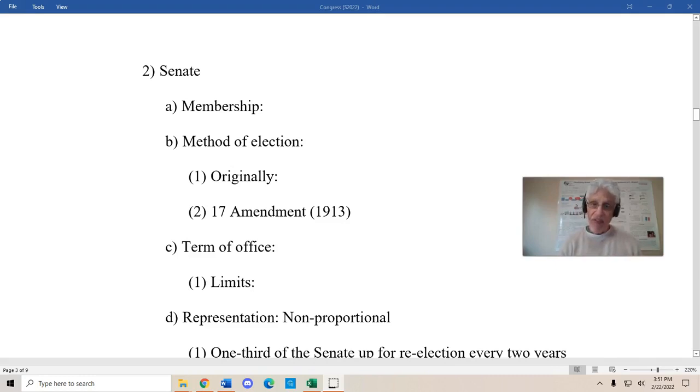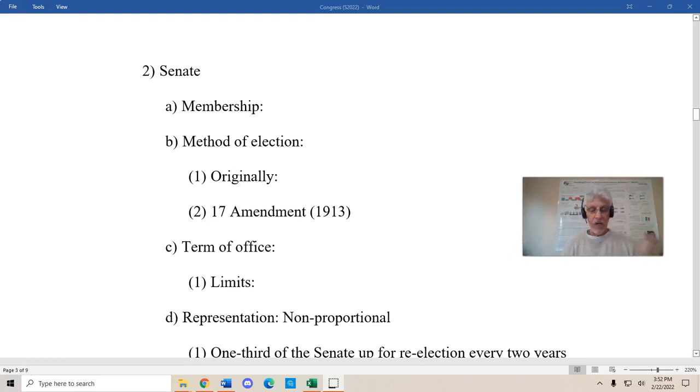So let's talk about the Senate. In terms of membership in the Senate, there are 100 members in the United States Senate, 2 per each state. Presumably, if additional states were added, then there would be additional members of the Senate. But we have 50 states, so 2 times 50 is 100.